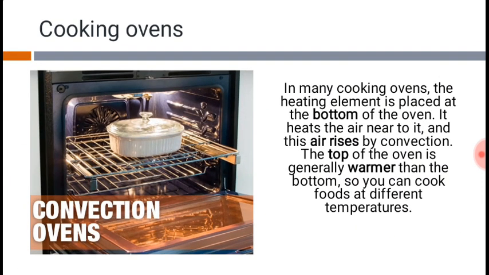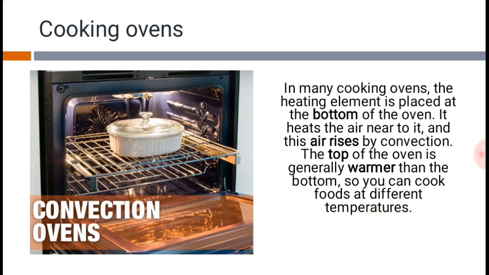Another good example of the application of convection is the convection oven. In cooking ovens, the heating element is placed at the bottom of the oven, so it heats up. The hot air rises by convection. The top of the oven is generally warmer than the bottom, so you can cook foods at different temperatures.